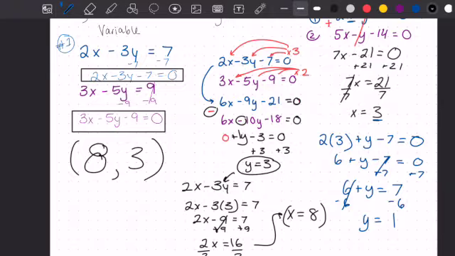Does that make sense? Okay, so we've done 2 elimination problems. One where we have to find the lowest common multiple, so we got to think back to whatever unit we've done before. And another where we did not have to find the lowest common multiple. No questions so far?